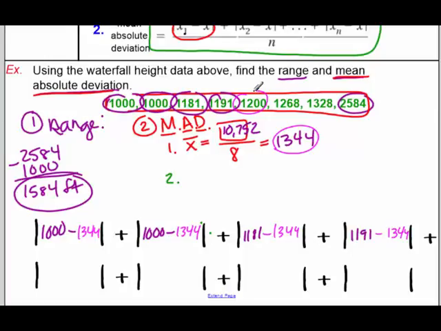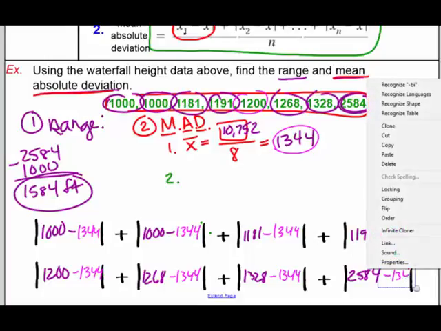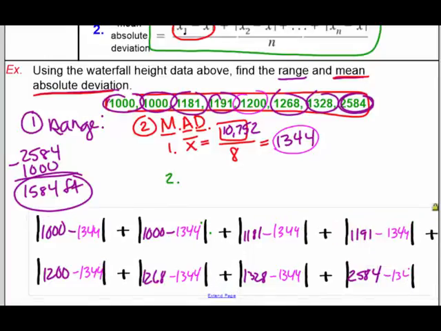My next data point, 1,200, subtract it from my mean. Next data point, 1,268, subtract it from my mean. Seventh data point, 1,328, subtract it from my mean. And last data point, which is 2,584, subtract it from my mean. Whoops, 1,344. Okay, so I have them all set up in their absolute value bars.